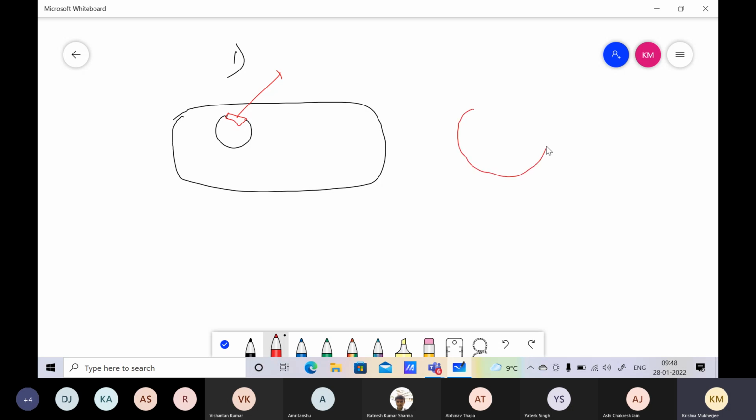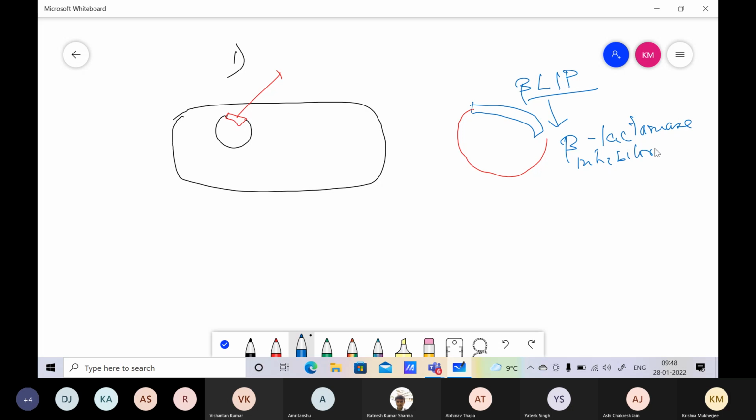I have found another plasmid which contains beta-LIP, the beta lactamase inhibitor protein. This is also available. There are many proteins which can inhibit beta lactamase. Need I say more? Okay, I will say more. Then of course the answer will become slightly obvious, but no, it is not very obvious. Now the presence of this plasmid makes the cell ampicillin resistant.